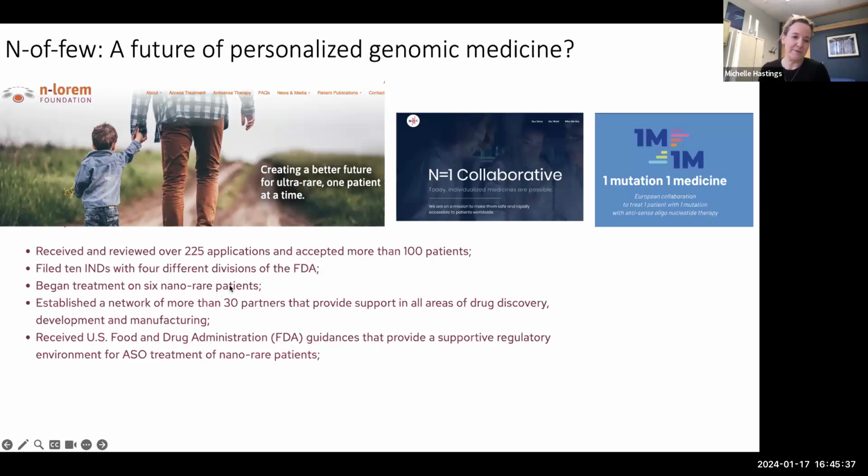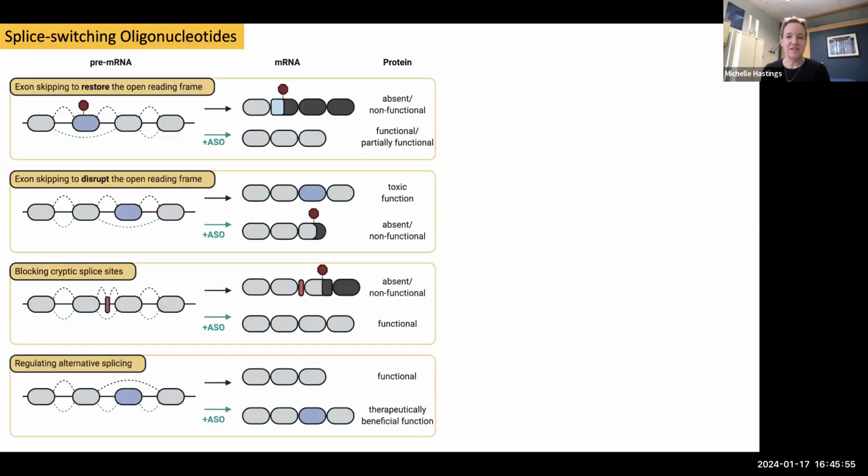And n-Lorem has now begun treating six nano-rare patients. They have a lot of applicants for their developmental pipeline, clearly showing the interest and a real unmet need for the future. So now I'll just see where I'm at with time. Good. Okay, so I want to get a little bit more into what we're doing in the lab.